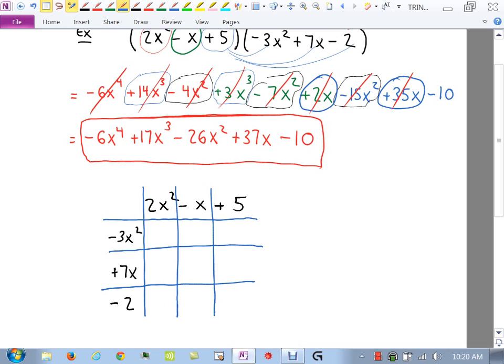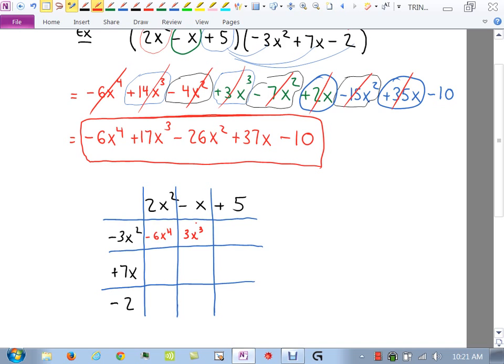Has anyone ever seen something like that before? And then what you do is you try and figure out what each of these boxes are. So if I want this box, I multiply this one and this one together. So 2 times negative 3 is negative 6, and then x squared and x squared is x to the 4th. You like that table? I'm just showing this to you so you see there's other ways of approaching it. Negative x and negative 3x squared, I multiply negative and negative is positive, right? 3 and then x squared and x is x cubed. So I get 3x cubed.